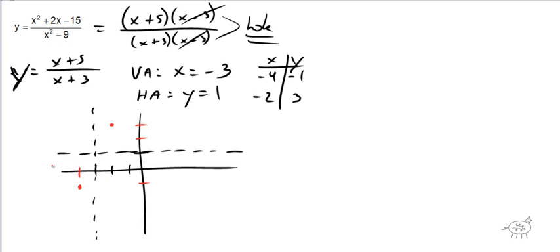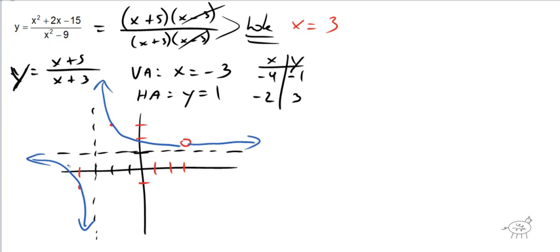So your graph, and don't forget you have a hole here. You have a hole at x equals 3. So let me just label that in here. So at 3 someplace, I'm going to have a hole. So this is what my graph looks like. And like this.